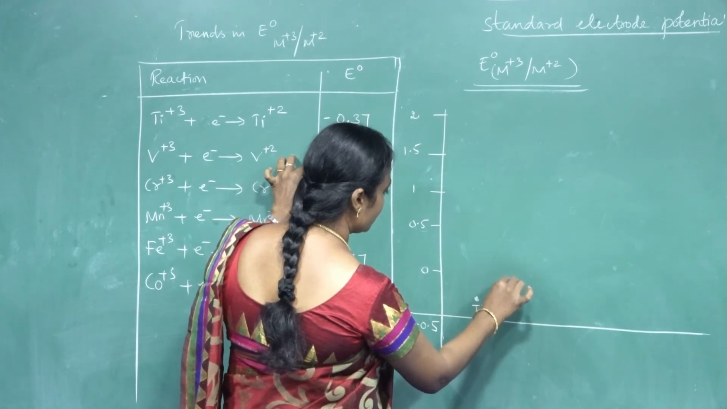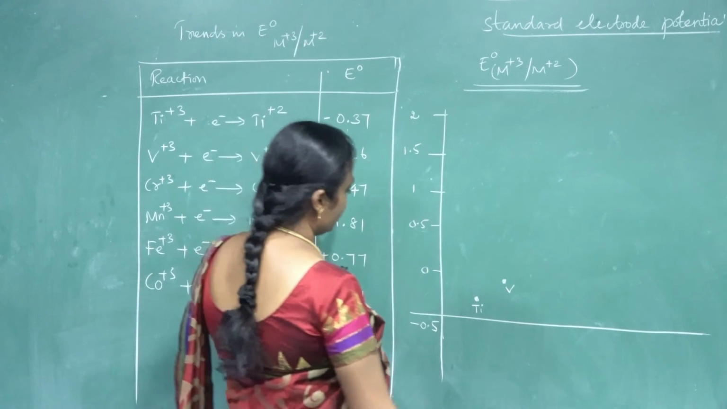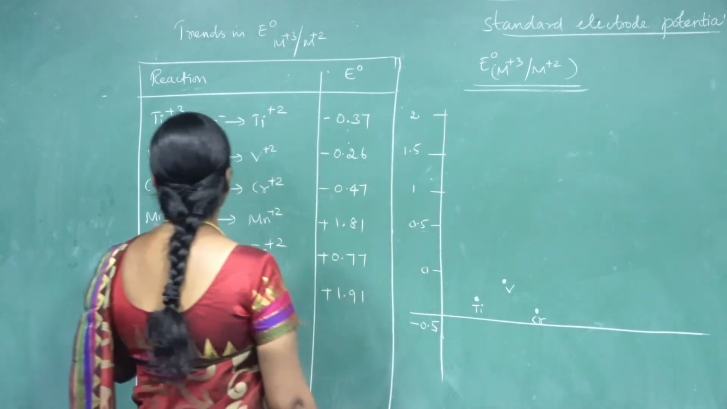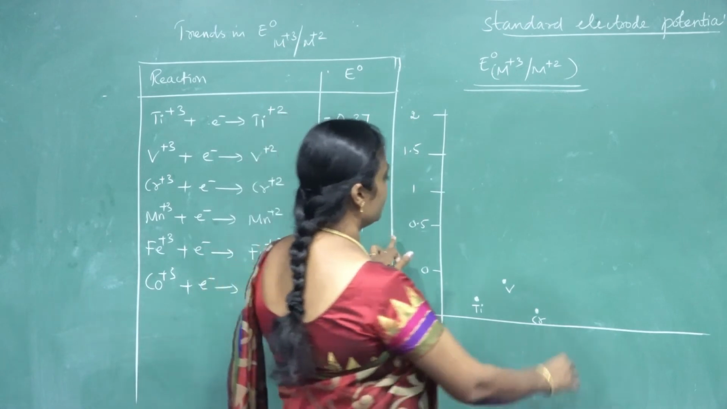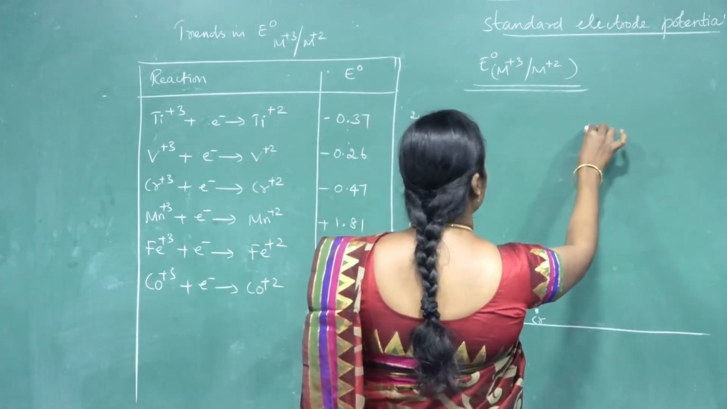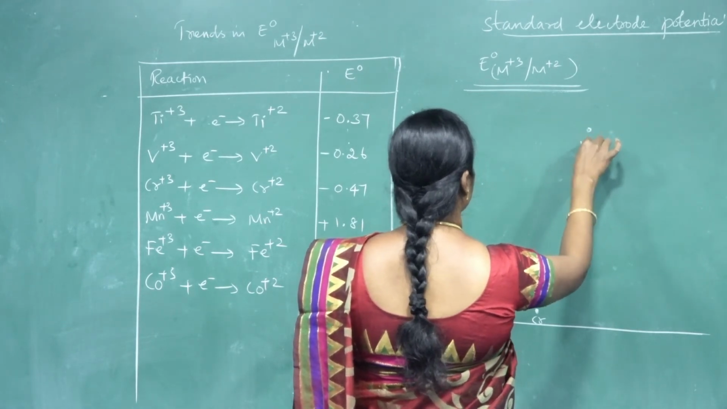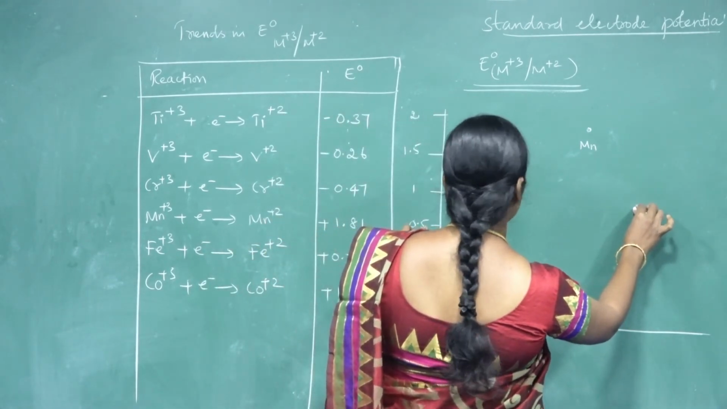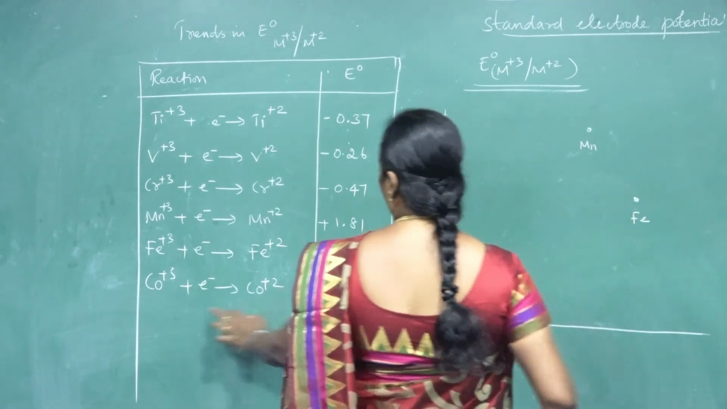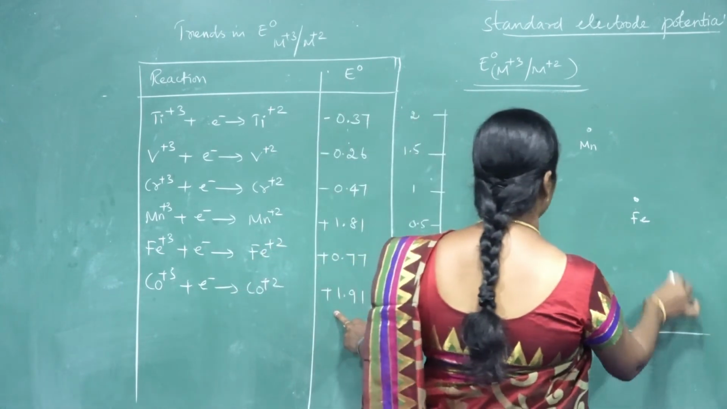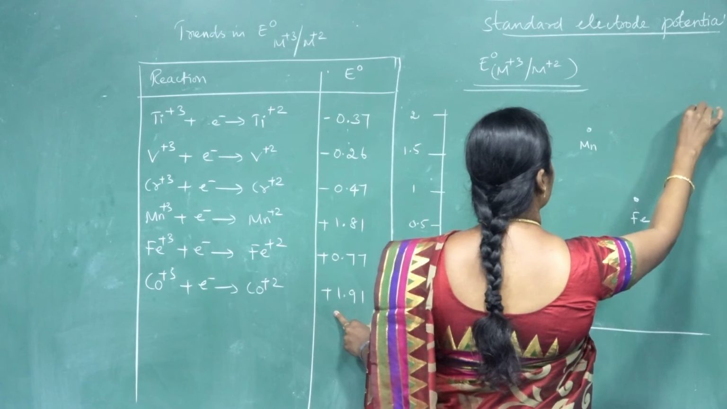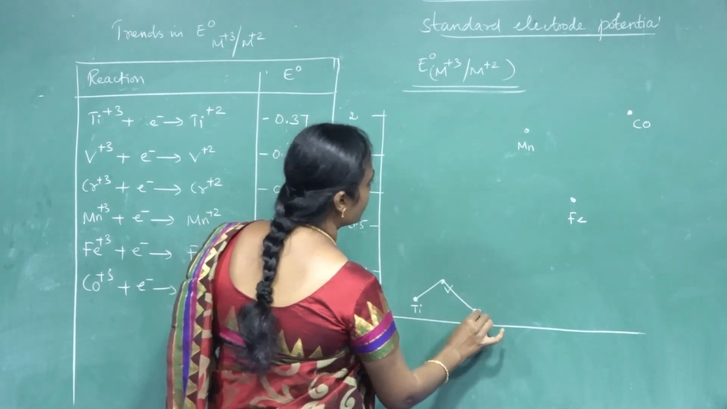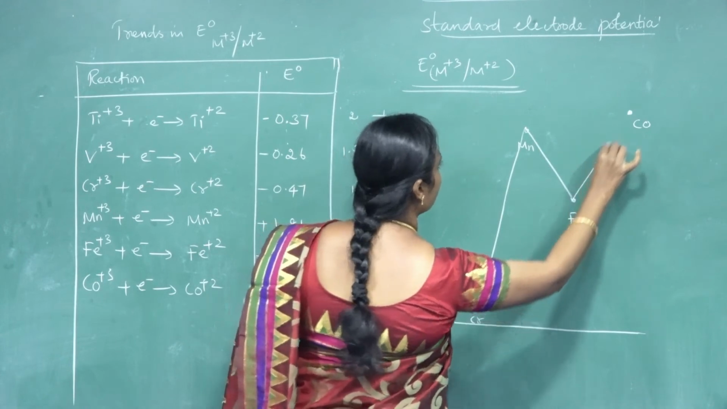So if I am taking vanadium, like this. For chromium, minus 0.47, you will get again a drop for chromium. And for manganese, 1.81. And for iron, there is again a drop, 0.77 for iron. And for cobalt, plus 1.91, so again you will get the increased value for cobalt. So if you take a graph like this, you are going to get the increase, decrease and gradual increase.